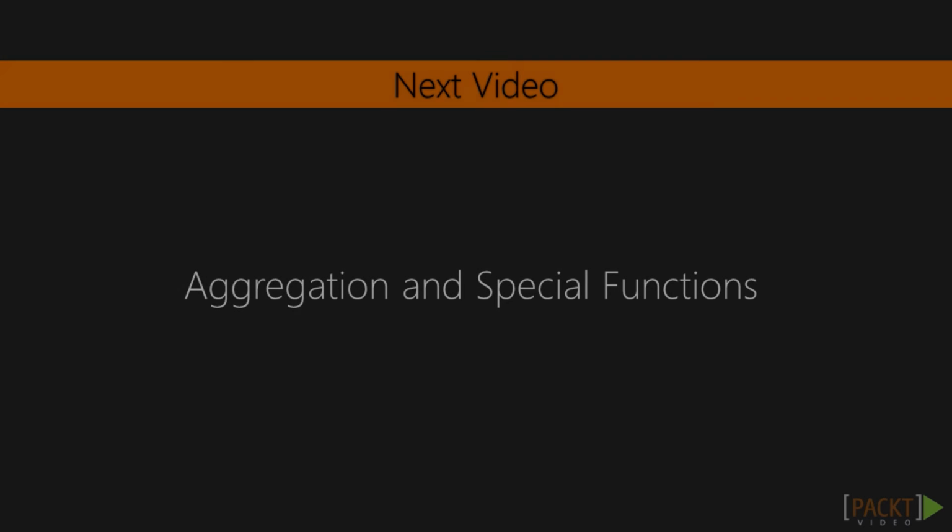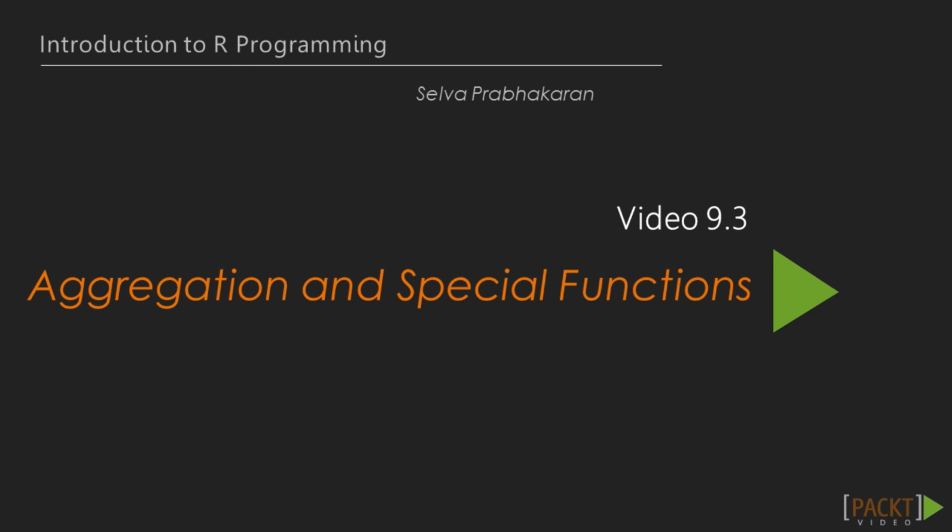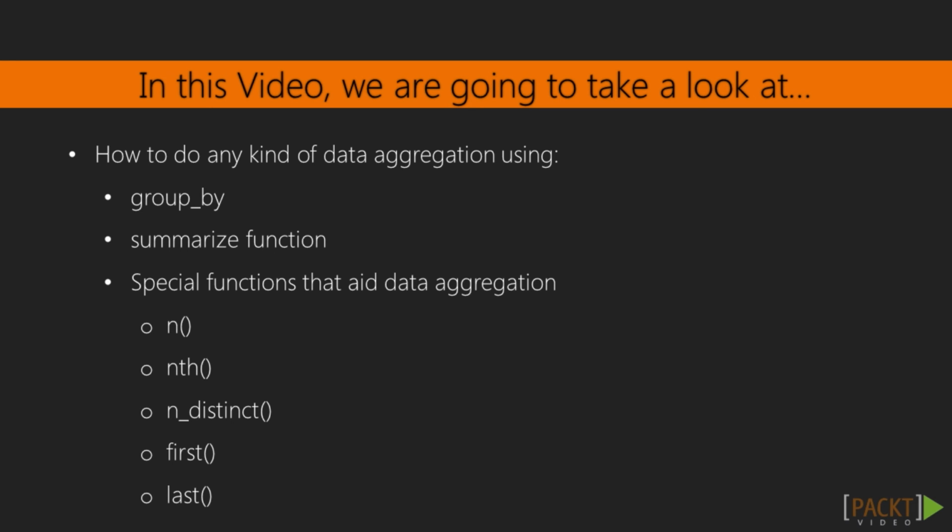In the previous video, we learned 7 verbs of dplyr. The dplyr package provides a great way to aggregate data that is both fast and flexible. This is achieved by using 2 simple functions. They are group by and summarize. By the end of this video, you'd have learnt how to do any kind of data aggregation using the group by and summarize function. Also, we will learn special functions that aid data aggregation.